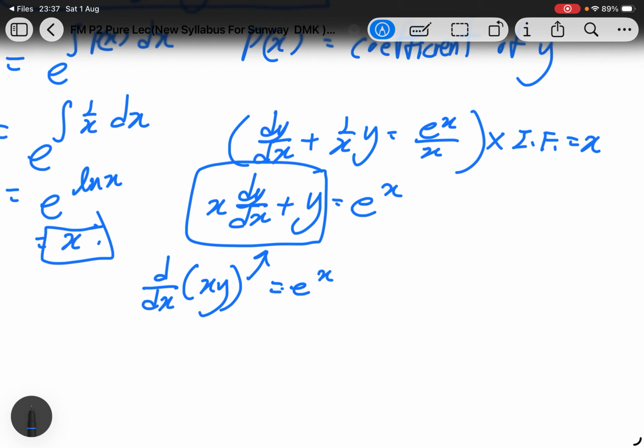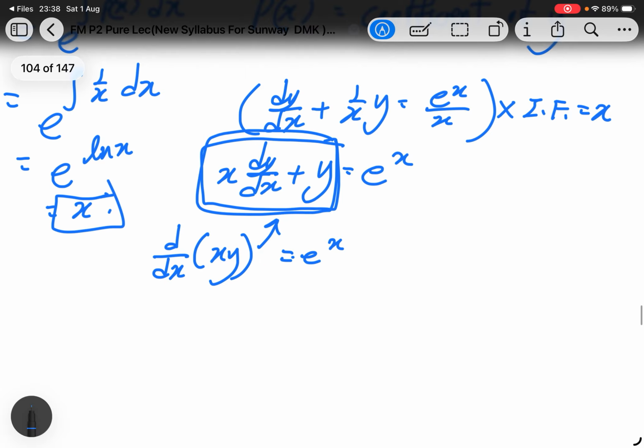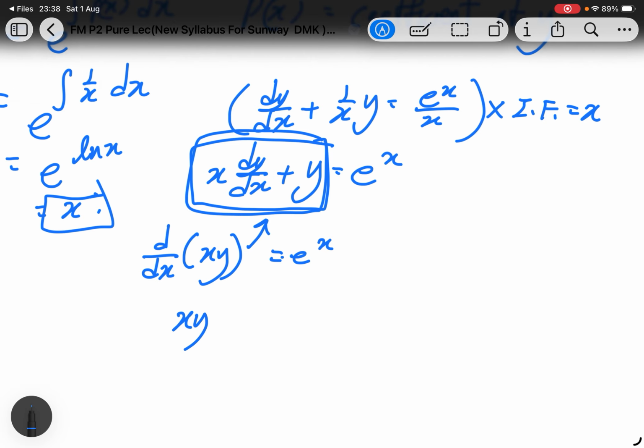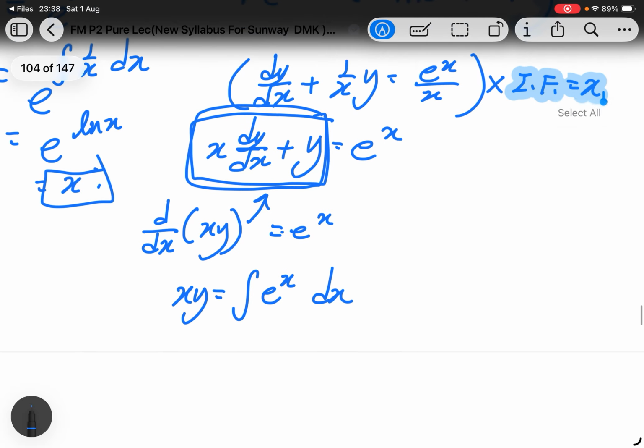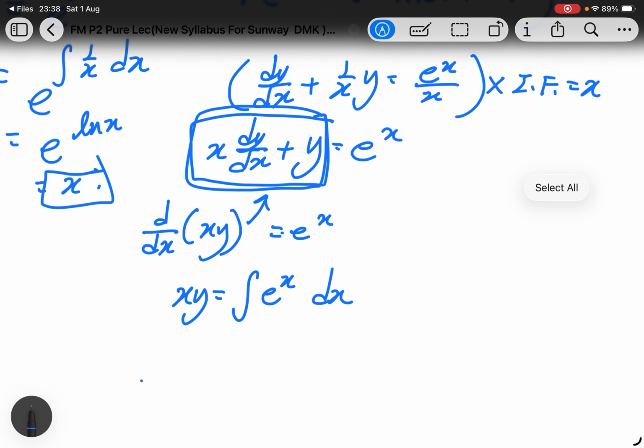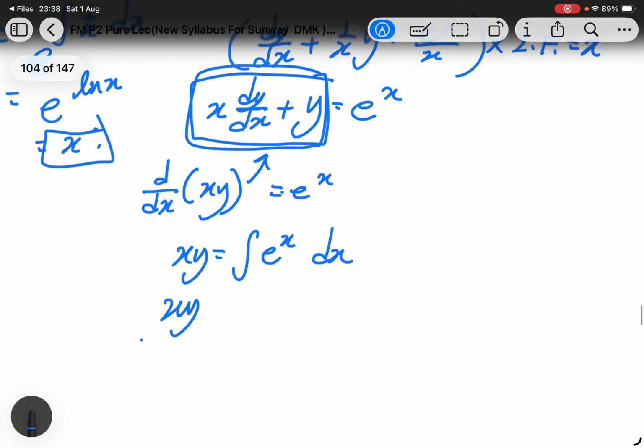So for solving first order, basically we're multiplying the whole equation with something so that we can convert the whole left side into the derivative of another expression. So with this, xy equals the integral of e^x. When we differentiate xy, we get the left side, then when we integrate, we get xy. So xy equals e^x, and that's your answer, plus c.